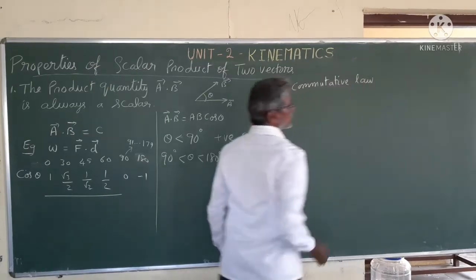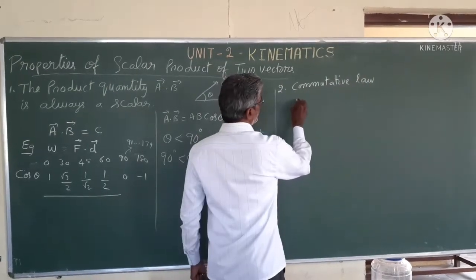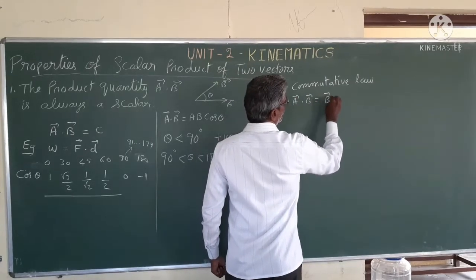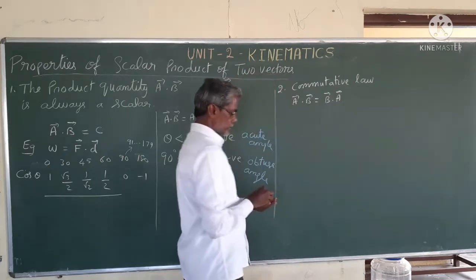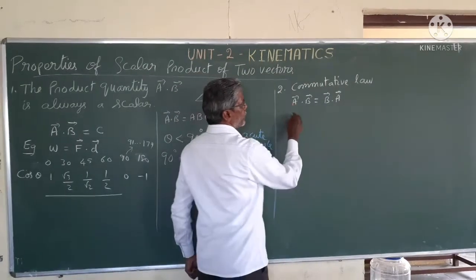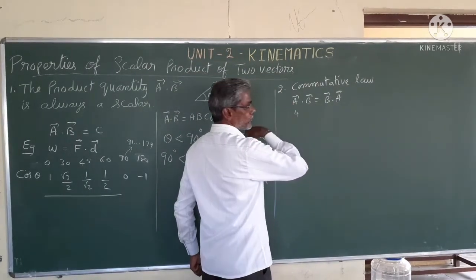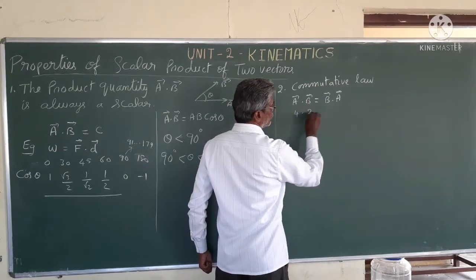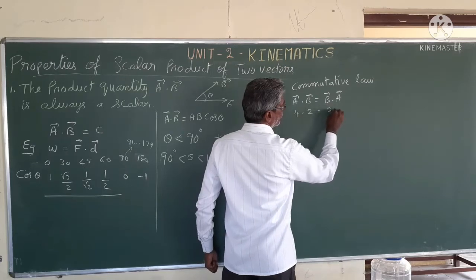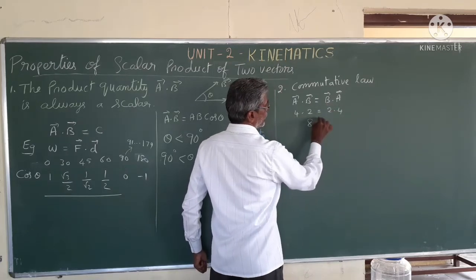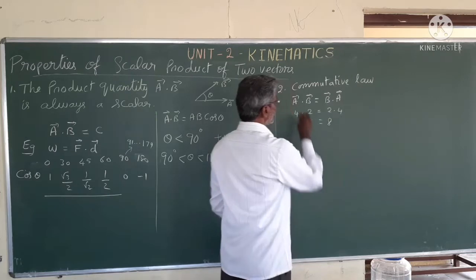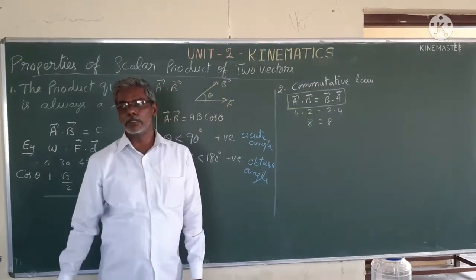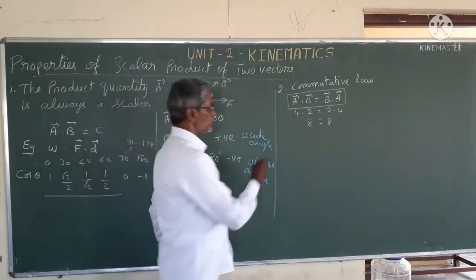The second property is commutative law. That is A vector dot B vector is equal to B vector dot A vector. For example, the value of A vector is 4 and the value of B is 2. Now we get 2 into 4. See, 4 2s are 8. Here also 2 4s are 8. So A vector dot B vector is equal to B vector dot A vector. So it obeys commutative law.